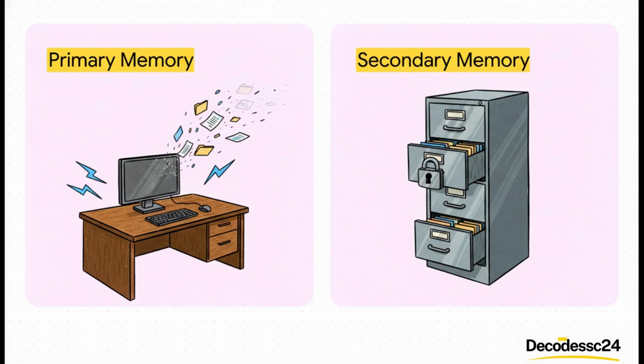You've got primary memory, that's your desk. It's super fast to get to, but it's pretty small. It can't hold a ton. And, this is the really important part, it's volatile. Think of it like a desk that gets totally wiped clean at the end of every day. Then you have secondary memory. That's your filing cabinet. Yeah, it's slower to access, but it has a massive capacity. And it's non-volatile. That means it holds onto your files forever, even when you turn the power off.